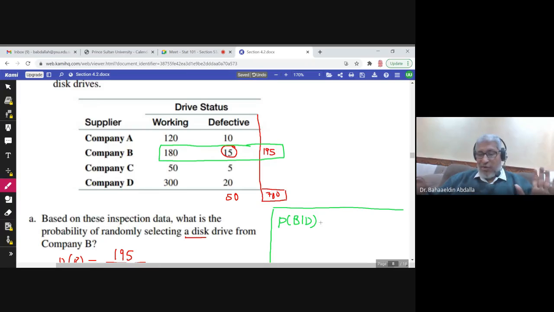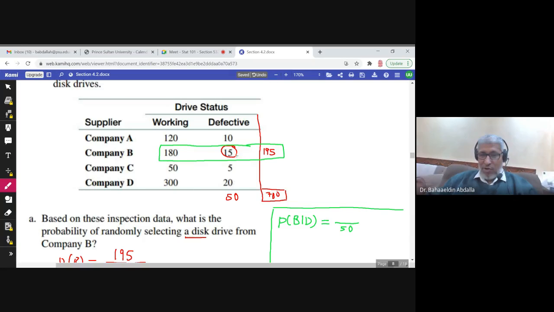Now I will find it from the table without the formula, because it's easier and quicker if you understand. What is the condition here? D. What does it mean? I know that the disk is defective. So how many defective disks in total? 50. So I divide by 50, the total number of defective disks. And what is the probability that it came from company B, given that it is defective?